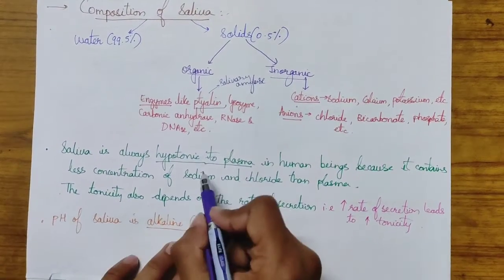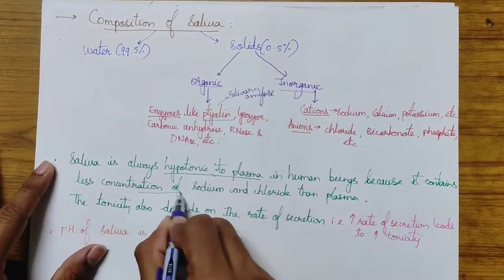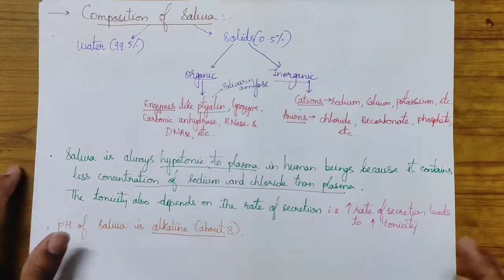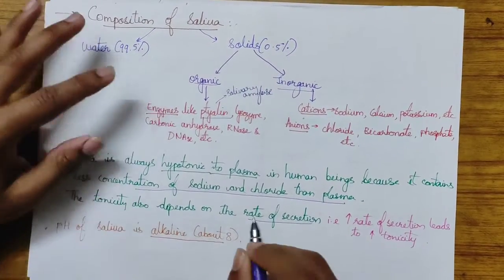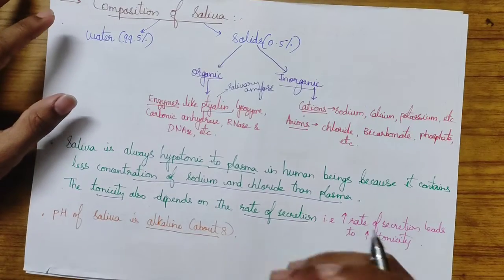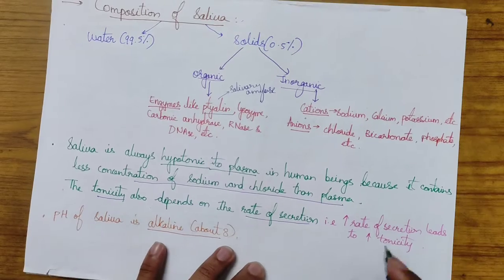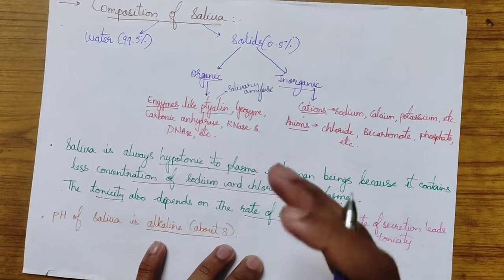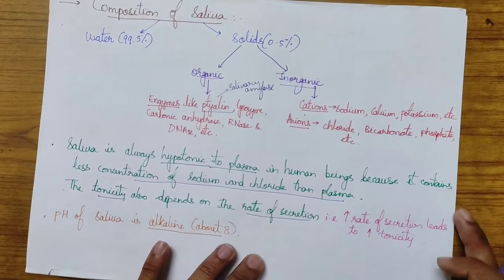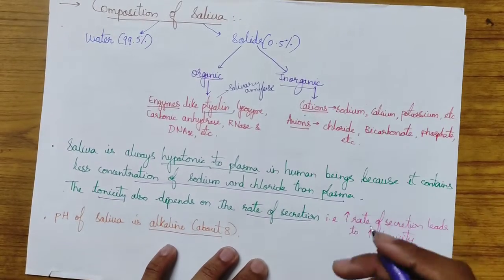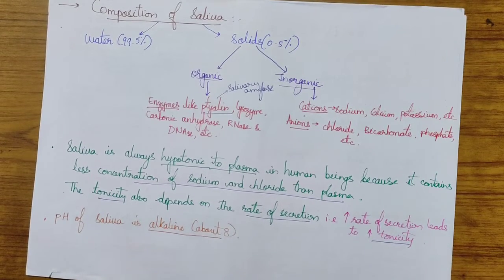Saliva is actually hypotonic to the plasma because it contains a lower concentration of sodium and chloride than the plasma. It also depends on the rate of secretion. The tonicity of the saliva depends on the rate of secretion. When the rate of secretion increases, or when the saliva is secreted faster in the salivary glands and flows through the duct, its tonicity increases towards that of the plasma.